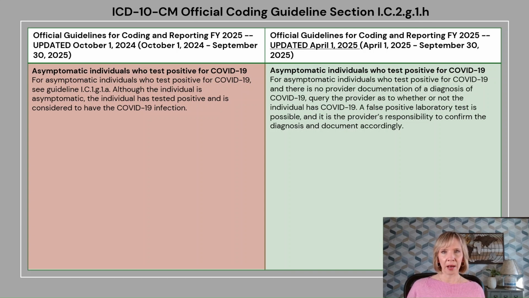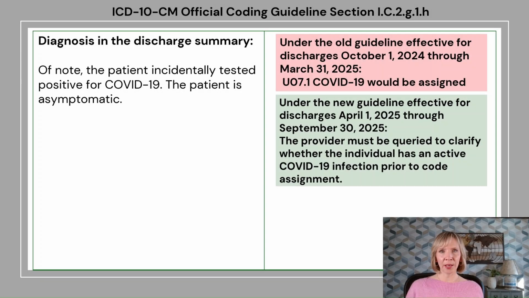Instead, the provider must document that the patient has been diagnosed with an active COVID infection, and if the documentation is not clear, we must query the provider. Keep in mind that code U07.1 for COVID-19 is classified as an MCC, so incorrect application of the guidelines could have DRG impact. So let's take a look at some examples.